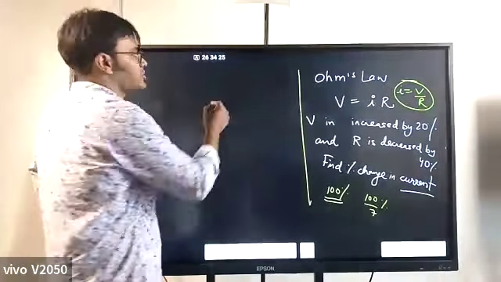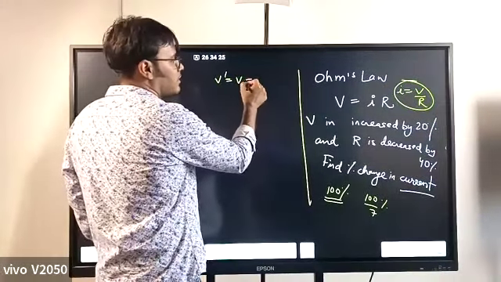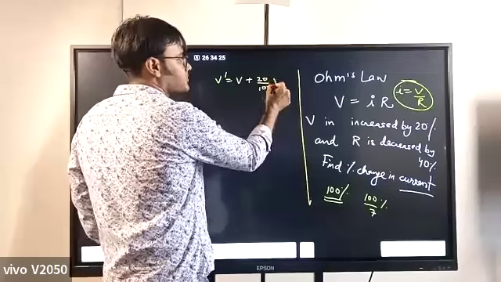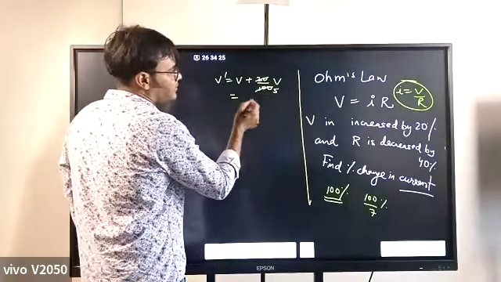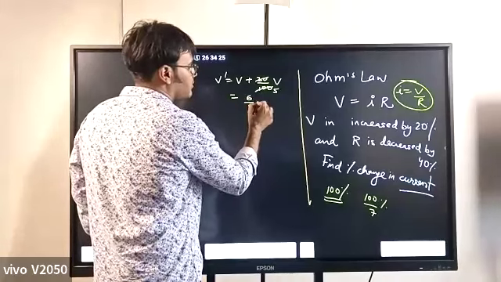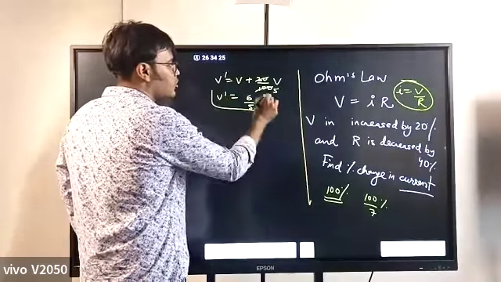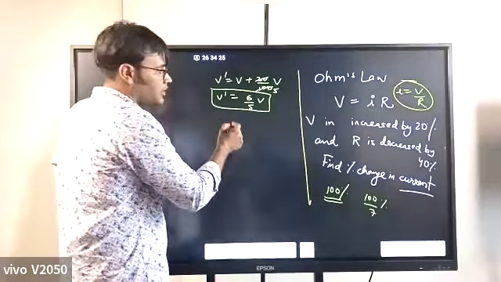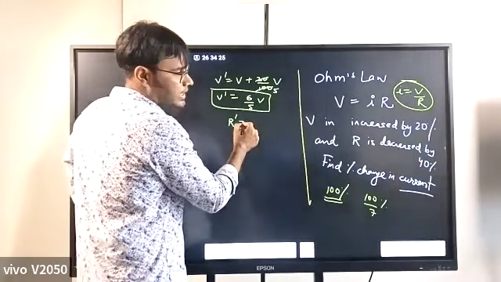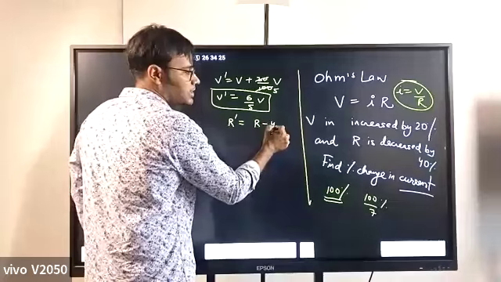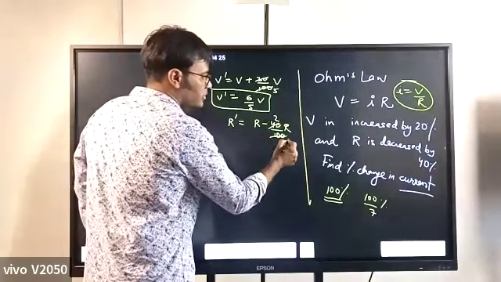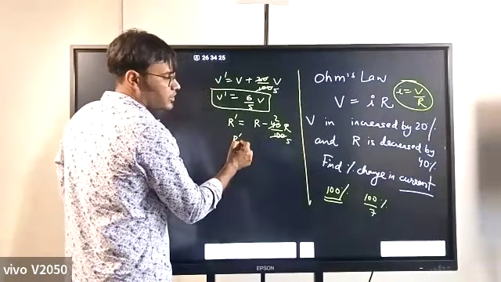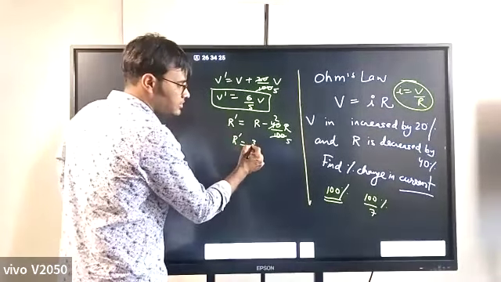Now new voltage. Voltage is increased by 20%. So this is 1 plus 1 by 5. This will be 6 by 5. This is new voltage. New resistance. Resistance is decreased by 40%. 40% of R. This is 2, this is 5. R dash will be 1 minus 2 by 5, which is 3 by 5.